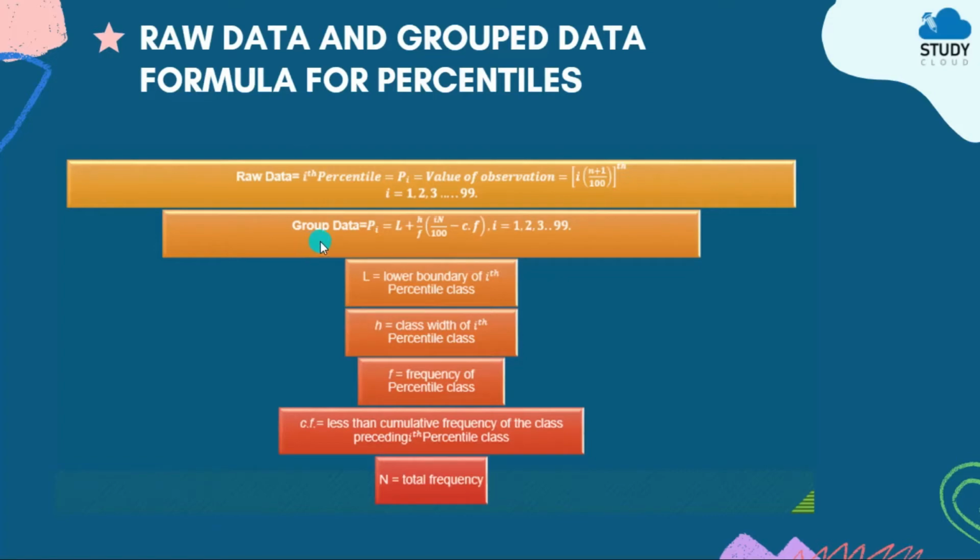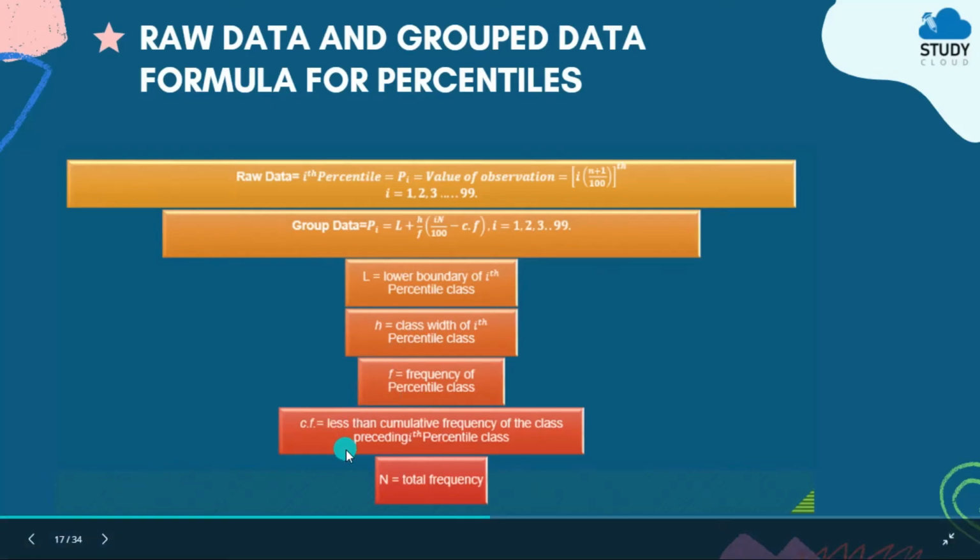For grouped data, the formula is the same as well, that is L + (h/f)(i·n/100 − CF). So we know what L is. L is the lower boundary of the percentile class, h will be the width of the class, f is the frequency, CF is the cumulative frequency of the previous class, and N is the total frequency here.